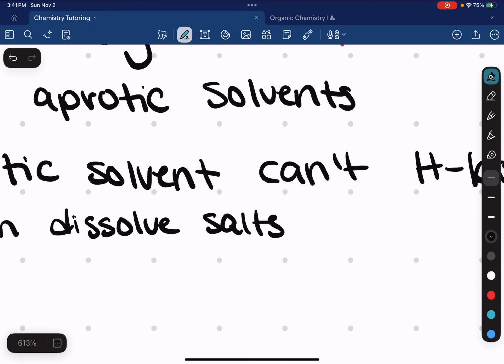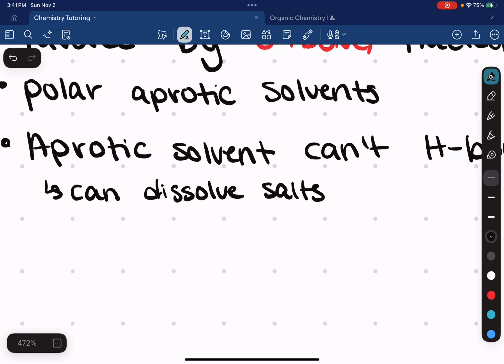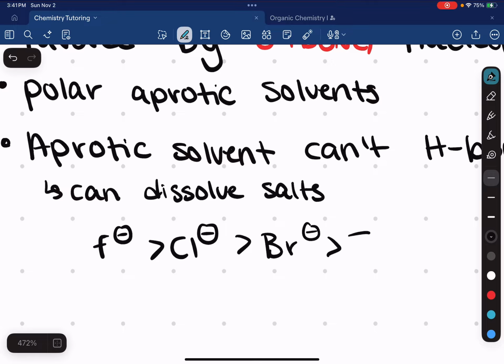An aprotic solvent has the opposite nucleophilicity. So fluorine is going to be number 1, and then chlorine, then bromine, and then iodine. And I remember having a question like this on the exam. I don't have my exam with me, but I wrote down these chains on the exam, and I remember it coming through and helping me a lot.